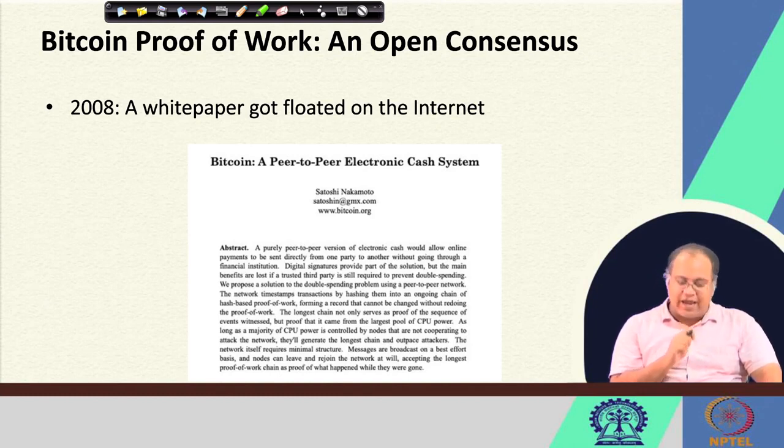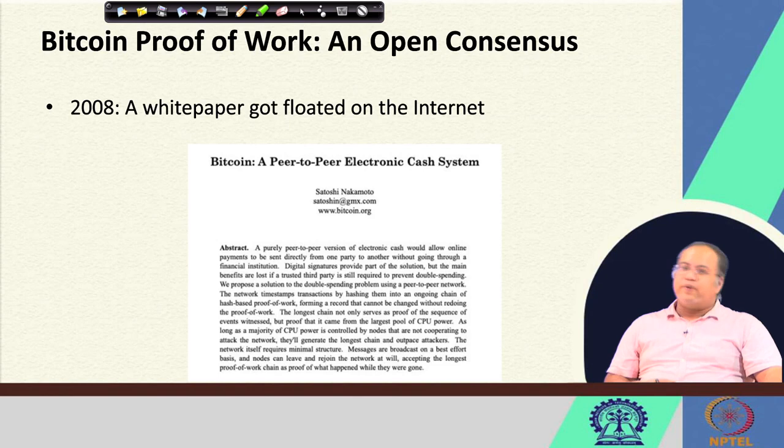In 2008, a pioneering white paper got floated on the internet. The title of the paper is Bitcoin: A Peer-to-Peer Electronic Cash System, written by someone called Satoshi Nakamoto. When that white paper became public, people were stunned. Why? Because this paper gave an idea about how you can reach consensus in an open network by avoiding the idea of message passing.